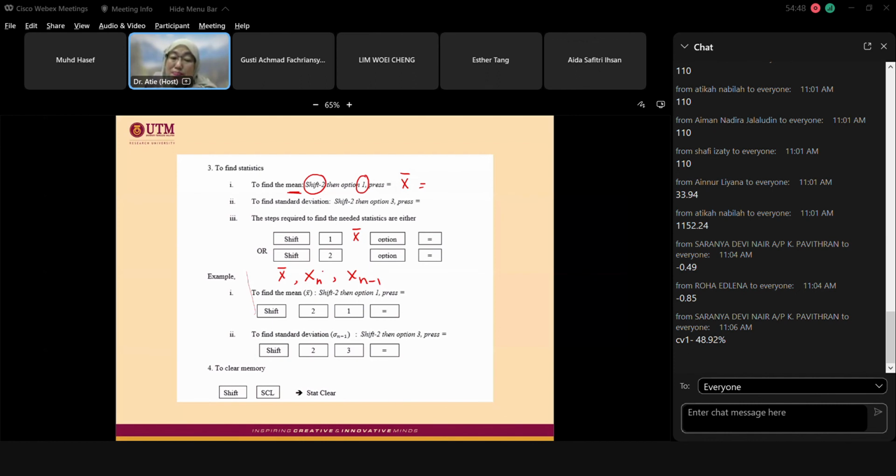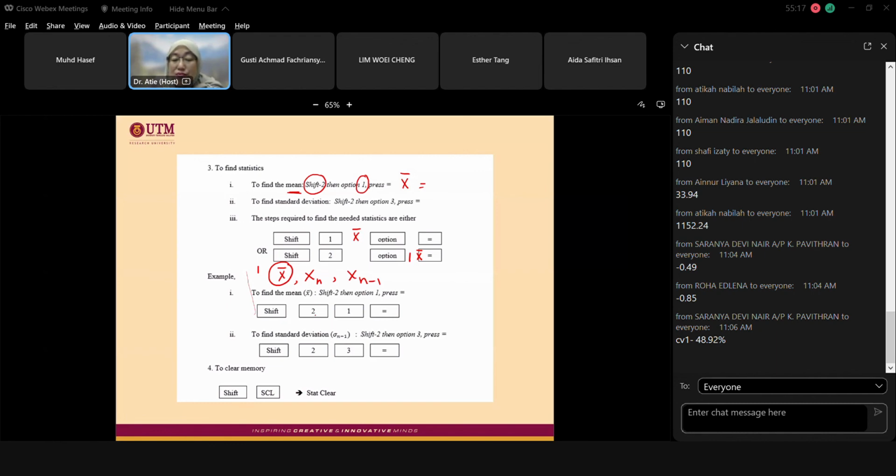So, people, we are going to use this one. For those who use shift 2, all right. Shift 2, then let's say this one is option number 1. So we have shift 2 option 1. Then you will get the mean, and then you just press the equal sign. So you will get the answer exactly the same as what you did manually. Okay. Try it.